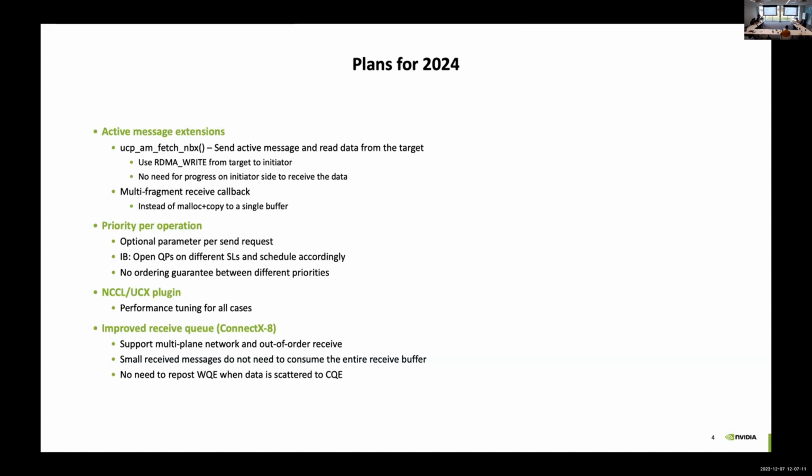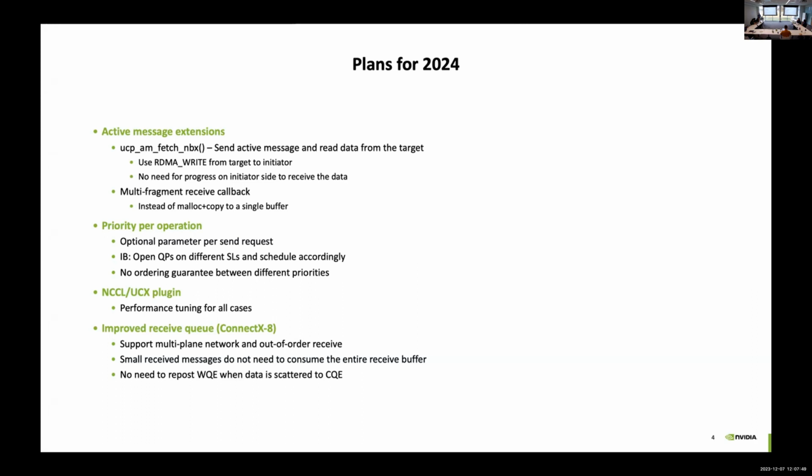This year, we plan to tape out ConnectX-8, and it's going to have a very nice feature of improved receive queue. It means that we could post a relatively large receive buffer, let's say 32 kilobytes, and if smaller messages arrive, they would not consume the entire receive buffer, but only a part of it. But on the other hand, if a large message arrives, it would not be split between different receive buffers. So we would not have to copy or assemble any fragments.